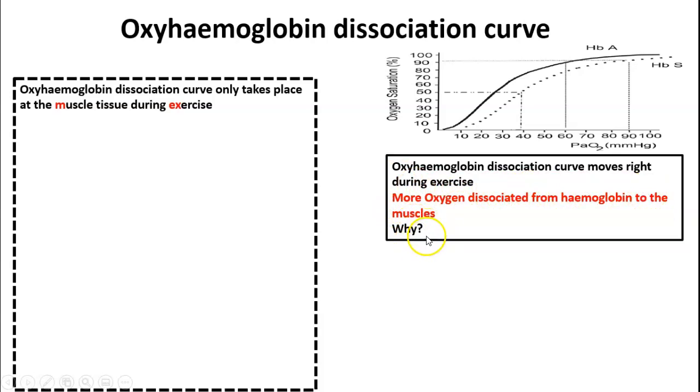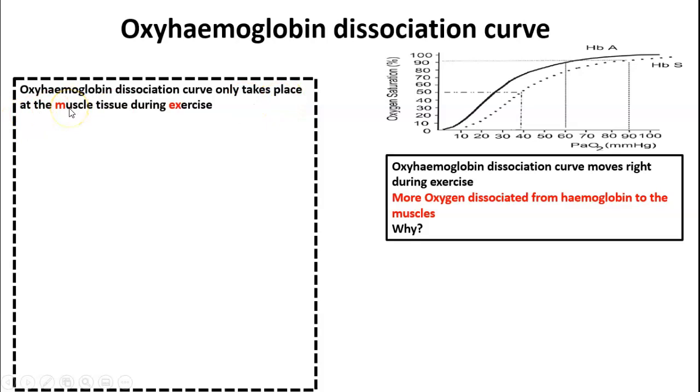Why? Now, if you saw this in an exam, and it said the oxy-haemoglobin dissociation curve, we need to know something that can help us remember it. So I've said here it means that more oxygen dissociated from haemoglobin into the muscles. What I need you to do here then is I'm going to give you a way to remember it. So when we're talking about oxy-haemoglobin dissociation during exercise, there's a couple of things that we have to know.